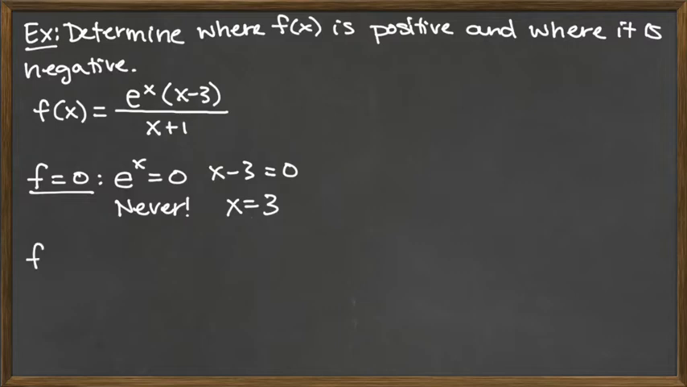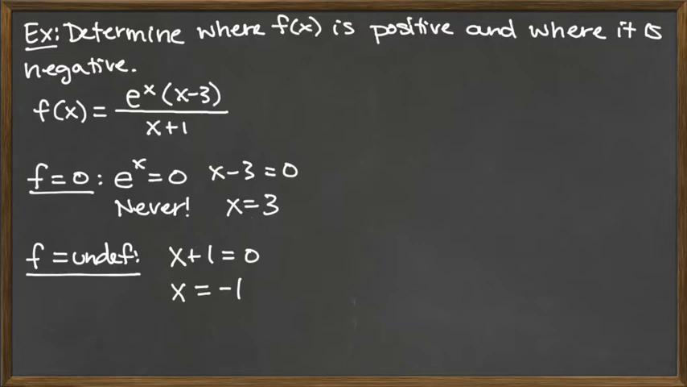The other thing we have to pay attention to is where it is undefined. That would be where the function is not continuous, and so we definitely have the possibility of changing from above to below or vice versa on the x-axis at a place of discontinuity. The function there is undefined whenever the bottom is undefined because you can't divide by 0, so we're talking x equals negative 1 when we set the factor x plus 1 equal to 0 and solve.